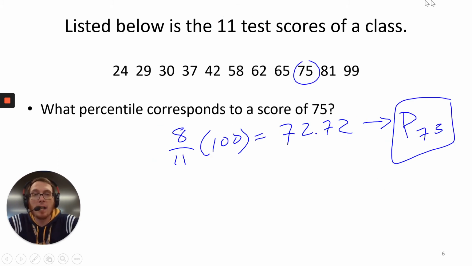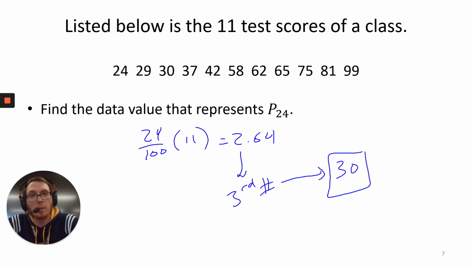Same thing for 75. 75 is the 9th number in the list, so there are 8 numbers below it. So there's 8 out of 11 times 100. That would give me 72.72, and then that number could be rounded to the nearest whole number, which would be the 73rd percentile for the number 75.